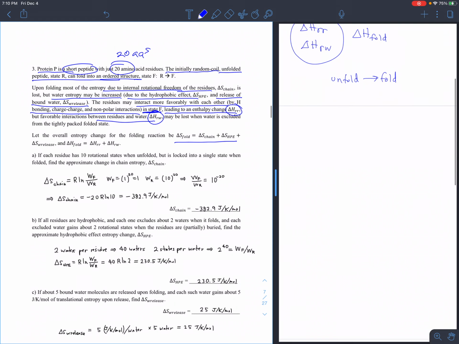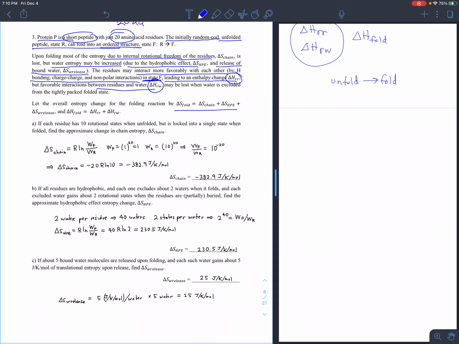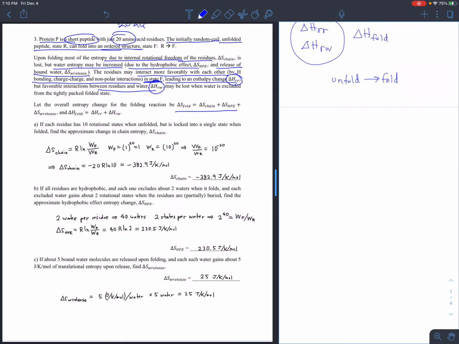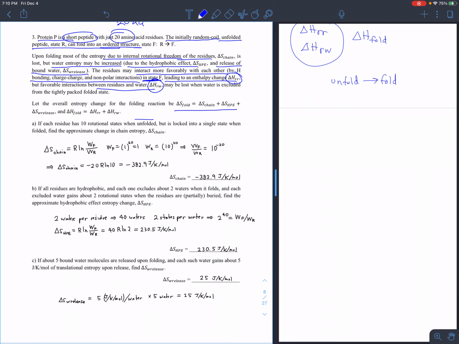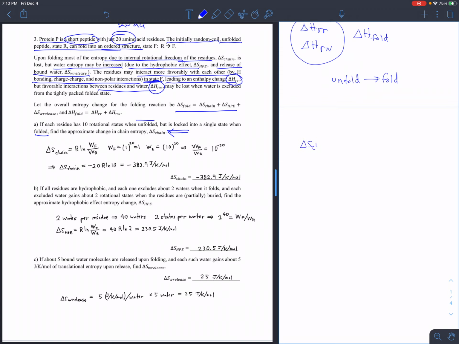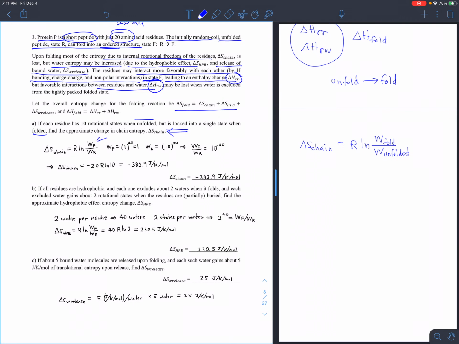All right, first question then. If each residue has 10 rotational states when unfolded, but is locked into a single state when folded, find the appropriate change in chain entropy, delta S chain. So we're obviously going to be using delta S chain is equal to, let's use macroscopic units, R log W when it's folded over W when it's unfolded. That's what it asks for, yes. What's the approximate change in chain entropy? Well, it doesn't say which way, but that's the way it's got to be. And yeah, that's what I have here too, W for F over W for R.